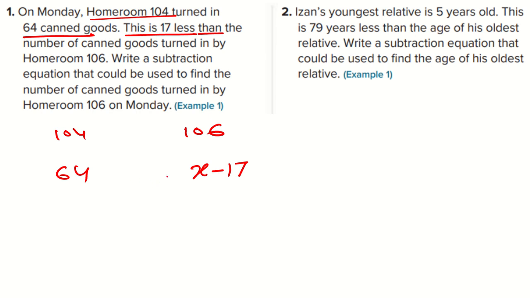17 less than 106. So this is the equation. What they say: write a subtraction equation that could be used to find the number of canned goods turned in by homeroom 6 on Monday. Okay. So x minus 17 is equal to 64.